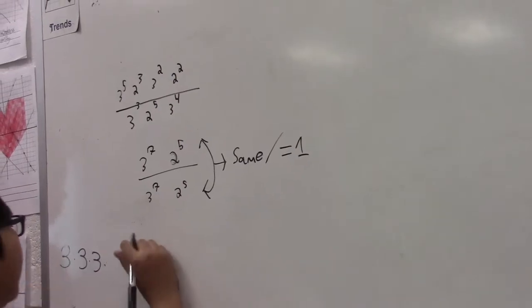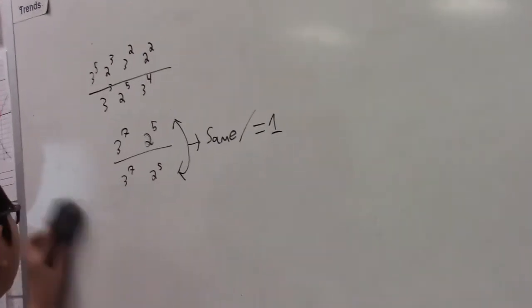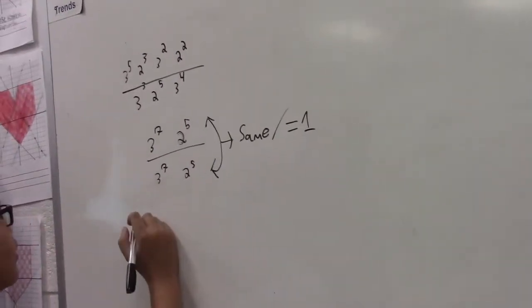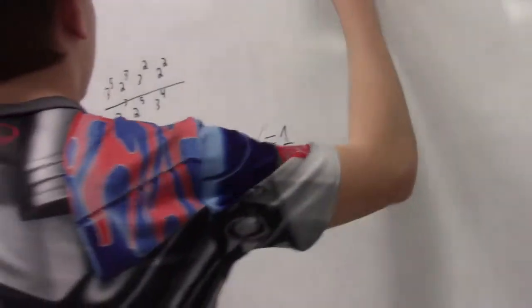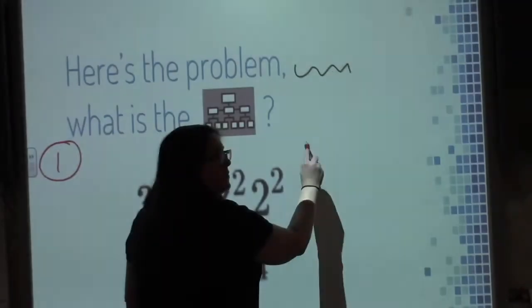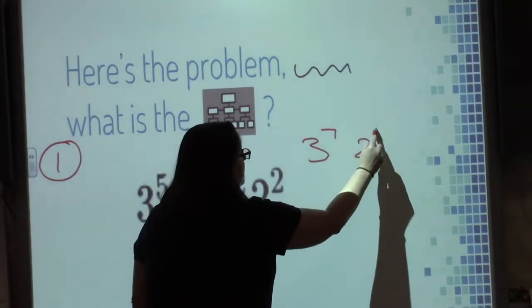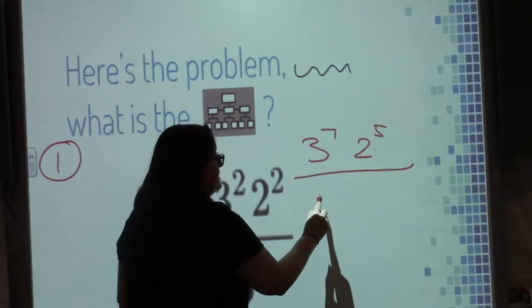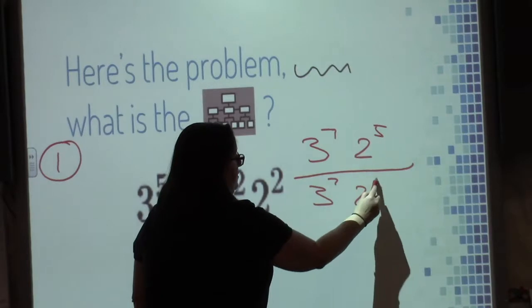Well, we couldn't do that. Yeah, we couldn't do that. So, are we allowed to do the 3 times 3 times 3 thing, just to solve it? No. 3 to the 7th, 2 to the 5th, 3 to the 7th, 2 to the 5th.